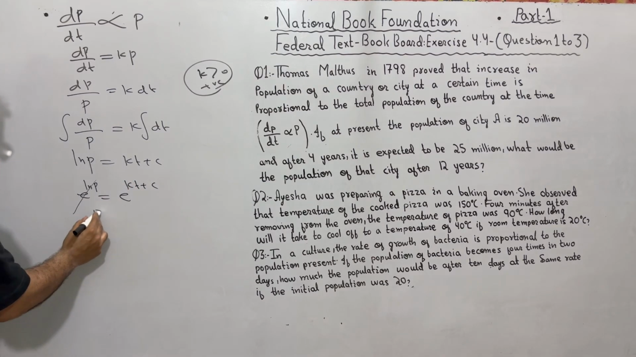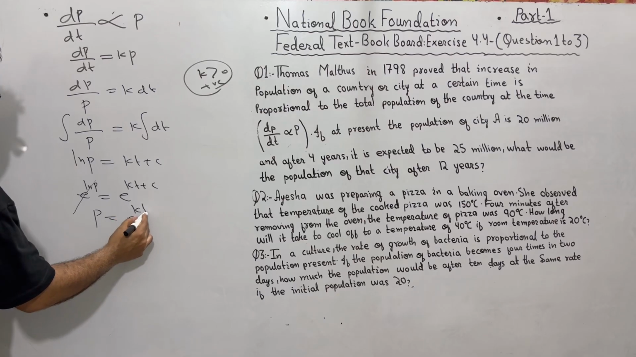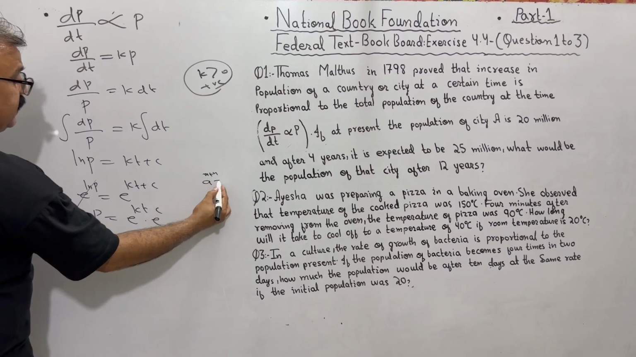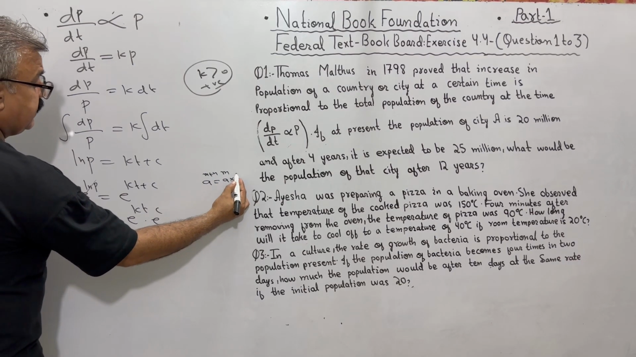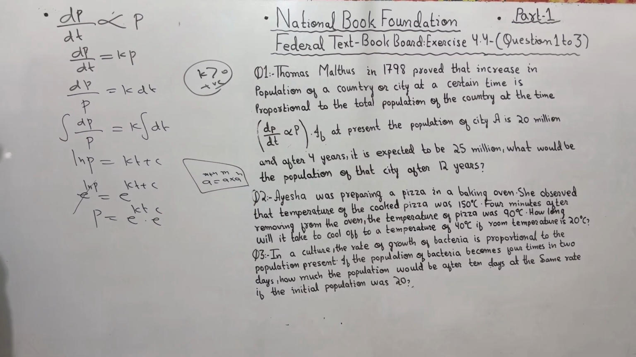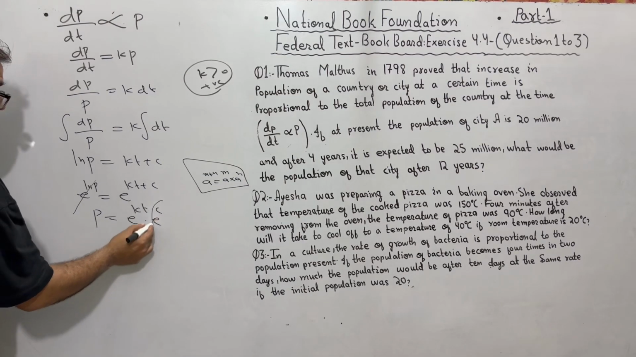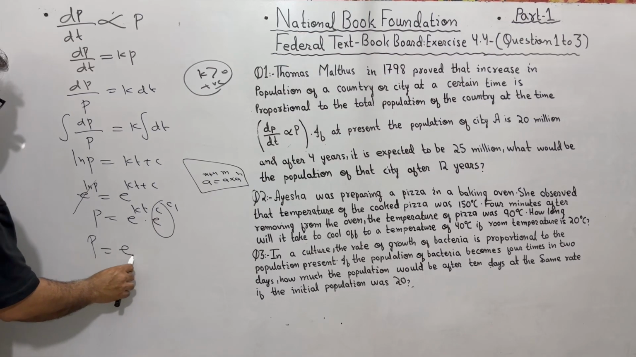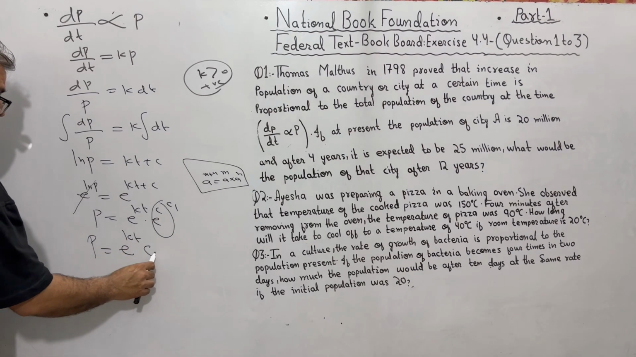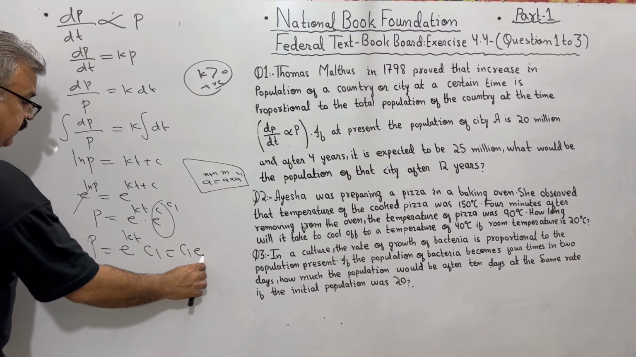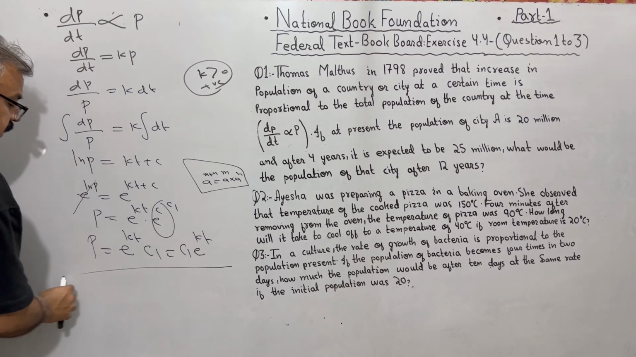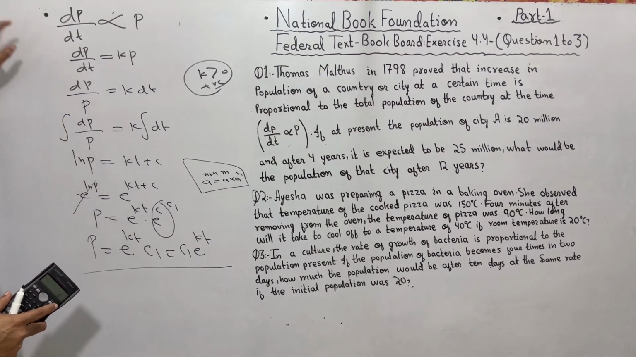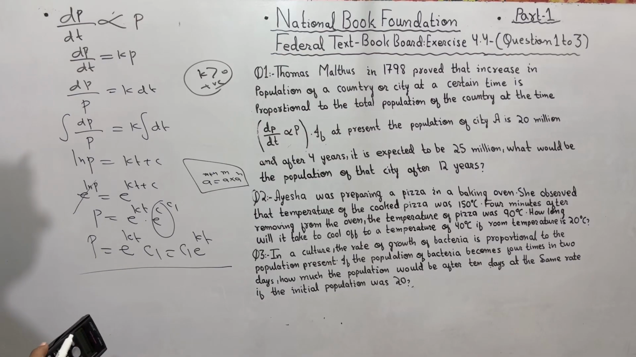Cancelled out. I have p is equal to e raised kt times e raised c, because a raised m plus n can be written as a raised m times a raised n, by the exponent rule. It is another constant. Let me introduce instead of this another constant c1. P is equal to c1 e raised kt. Now I manage the value of c1 and k by utilizing the initial condition that is given to us.